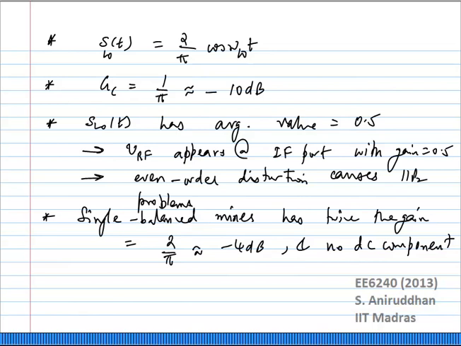And also if you have just a single mixer without the single balance version, the actual DC value is 0.5. So you have to be careful because the RF voltage also appears at the IF port with a gain of 0.5. And therefore if you have any even order nonlinearity at the RF port, that will cause a term which will fall on top of your baseband at the IF port.